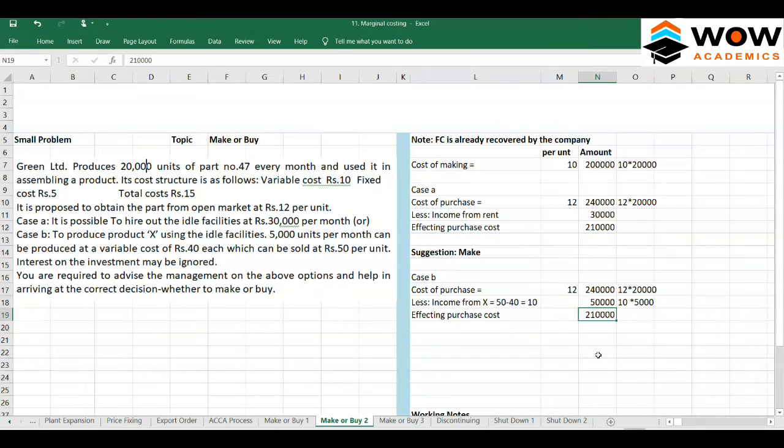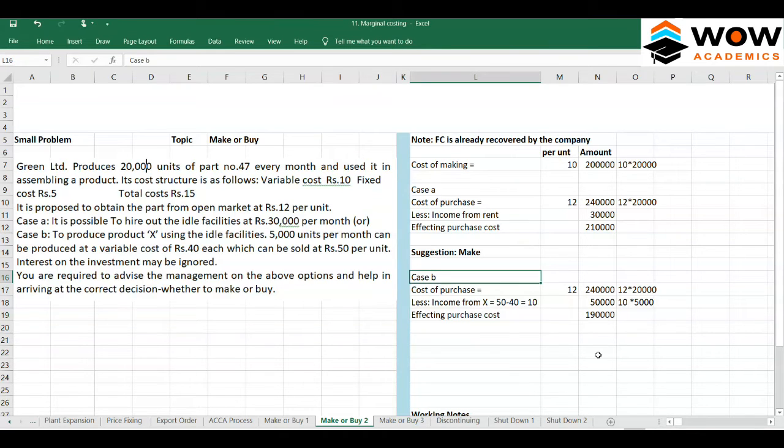Now the effective purchasing will be only 1,90,000, because you have to pay 2,40,000 for buying from outside. This additional facility can be used to produce X, which has a contribution of 10, and 5,000 units could be produced. So 50,000 is the income. So 2,40,000 we have to pay to purchase the part, and 50,000 is the income that we'll get from selling X, and our total effective cost is only 1,90,000.